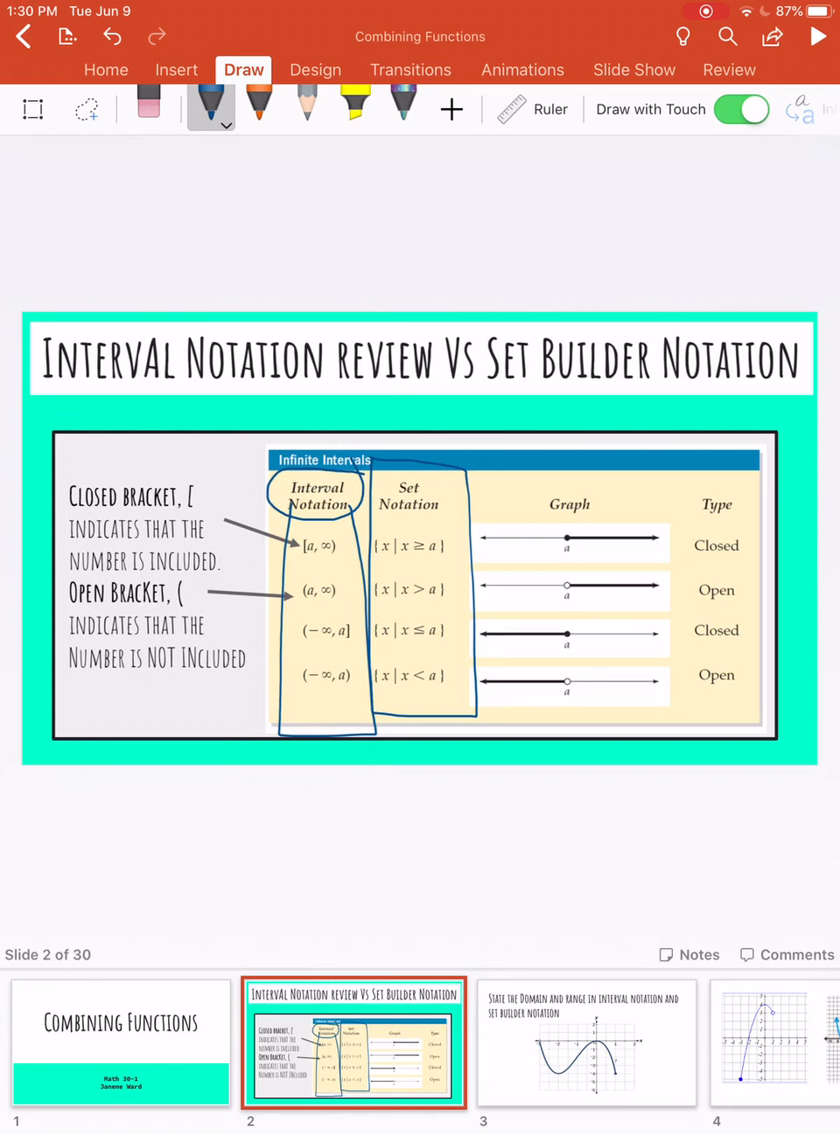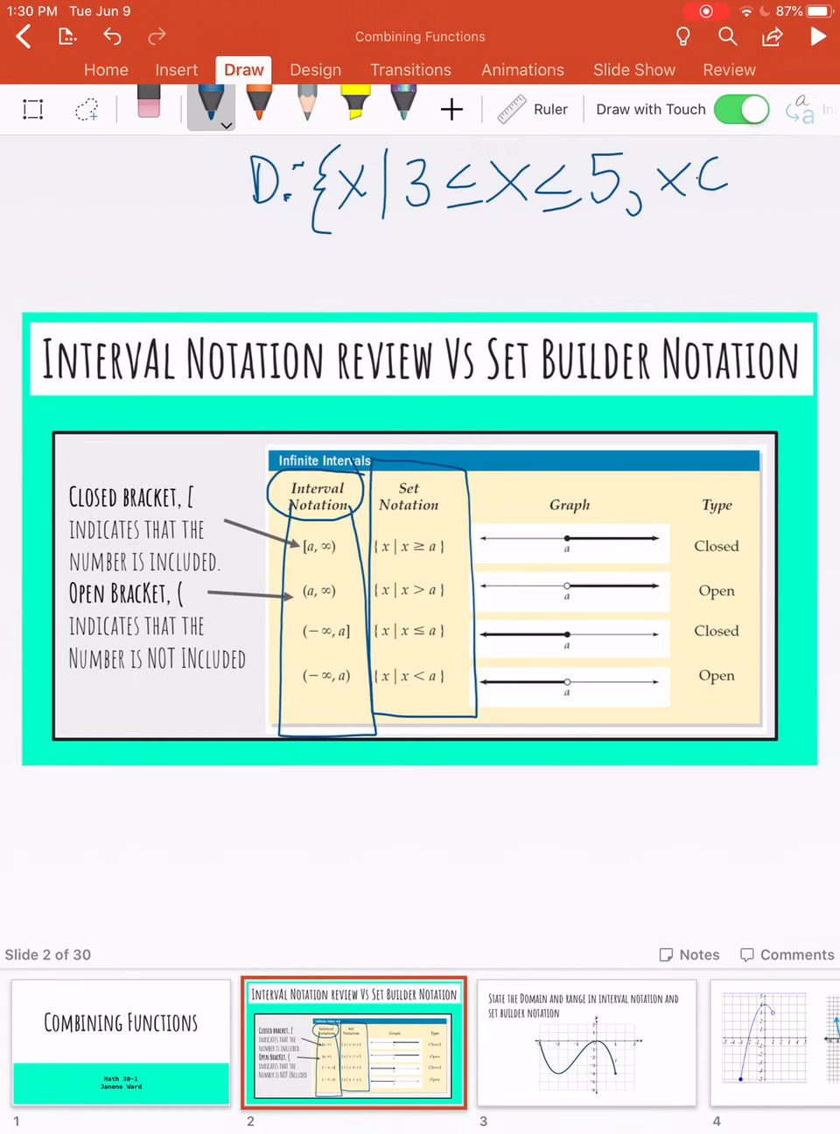So to start with, let's talk about the difference between the closed and the open bracket. If I had a domain, and we're going to write our domain in set notation, and I said x is greater than or equal to 3 and less than or equal to 5, where x is an element of any real number, and I wanted to write that in interval notation, it would look like this. The square bracket represents a closed bracket, so that means it includes the 3 and the 5.